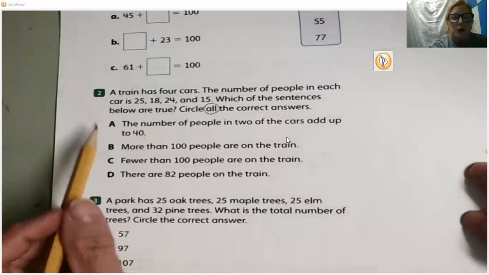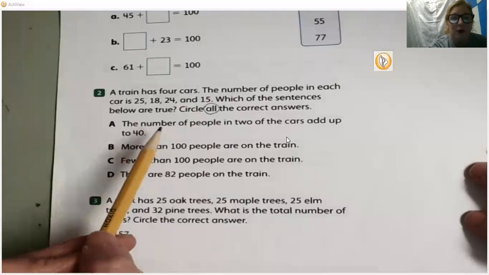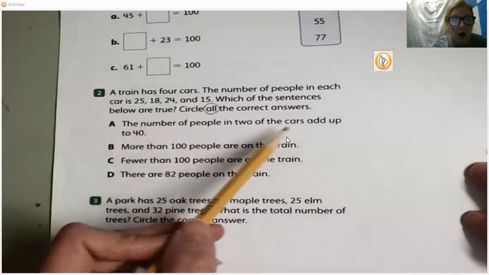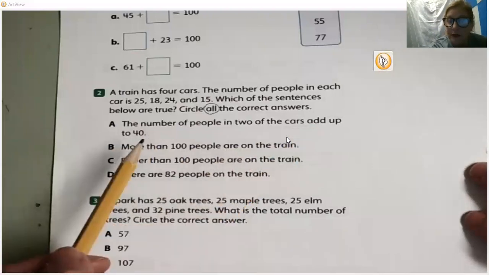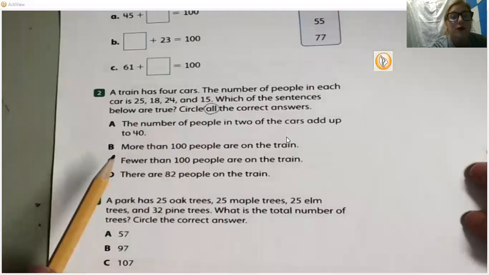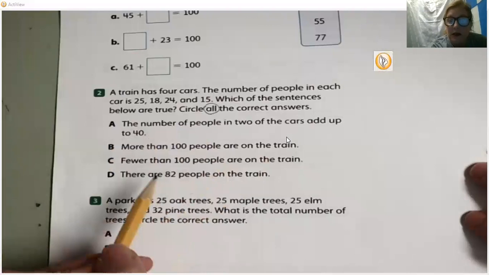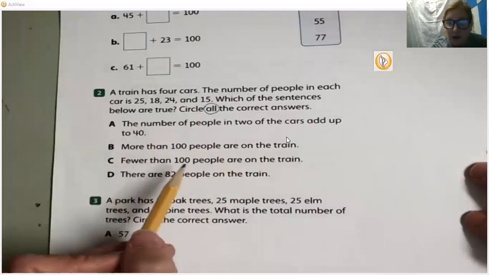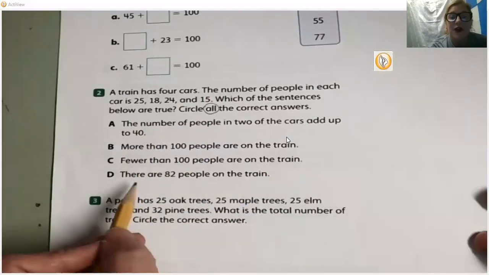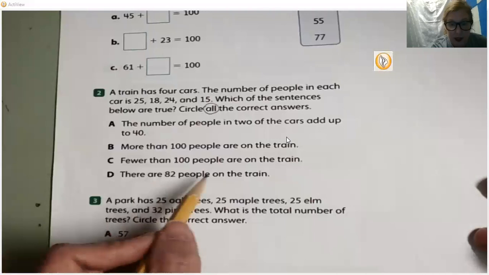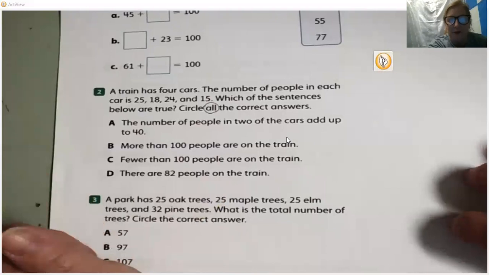So you are going to see which ones of these are true. A, the number of people in 2 of the cars, just 2 of the cars, add up to 40. No more, no less. B, more than 100 people are on the train. C, fewer than 100 people are on the train, so less than 100 people. Or D, there are 82 people on the train. So pause the video and solve that problem.